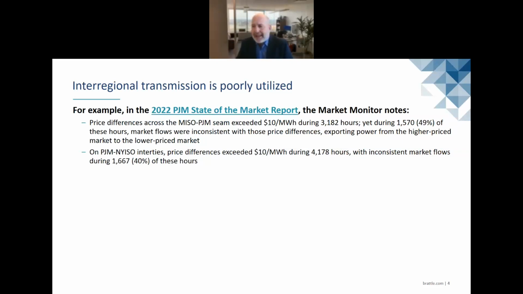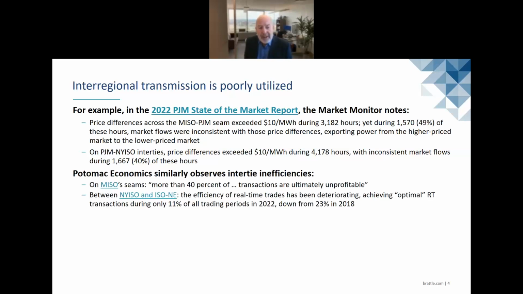But the reality is, if we look at just the market monitoring reports, they point out that interregional transmission is poorly utilized today. In this one market monitoring report, it shows that on the MISO-PJM seams, when price differences exceed $10 a megawatt hour, so it's a good trading opportunity, during 50% of those hours, the power flows just go the wrong way. That means in real time, bilateral trades are not nimble enough to take advantage of market price differentials. Same is true on PJM-New York seams.